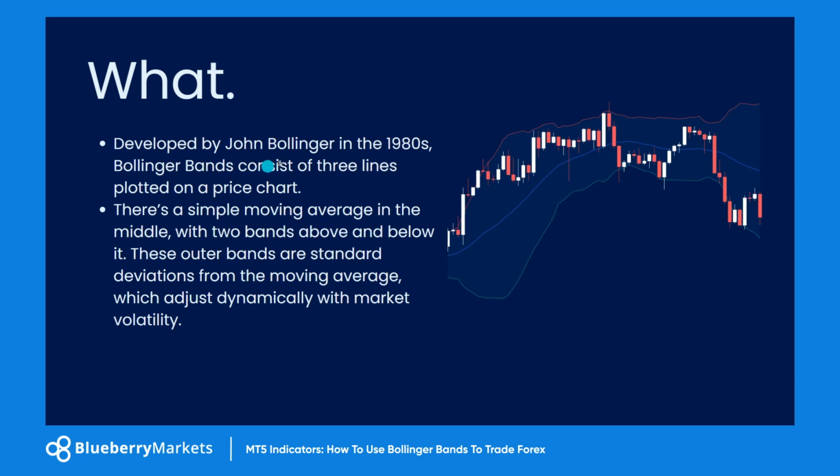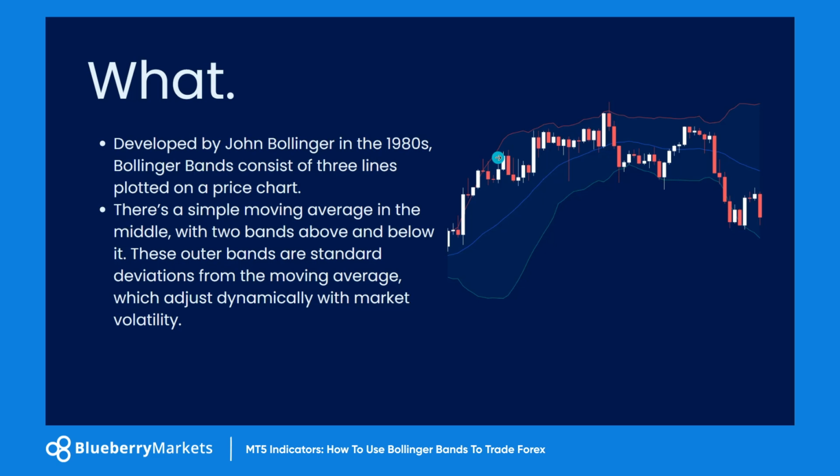They were developed by John Bollinger in the 1980s, and the Bollinger Bands consist of 3 lines plotted on a chart. There is a simple moving average in the middle, which is this blue line here. They have 2 bands above and below it, and these bands are standard deviations away from the moving average, which adjust dynamically with the market volatility, and we can adjust how many deviations we want to see.